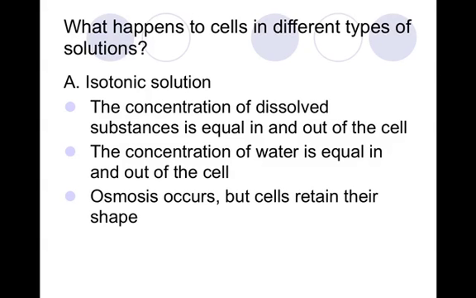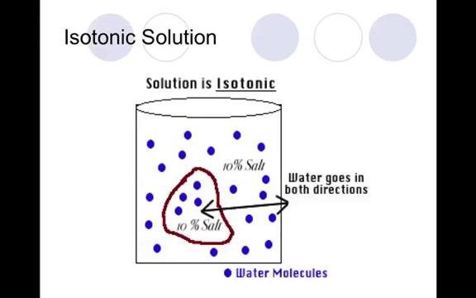In an isotonic solution, the amount of dissolved materials, or stuff, is equal inside and outside of the cell. The concentration of water is also equal inside and outside of the cell. So osmosis still occurs, but the cells retain their shape because the amount moving in and the amount moving out is the same amount to keep it equal. Iso means the same. And here's what would happen. We have 10% salt inside, 10% salt out, which means I have 90% water on the outside, 90 on the inside. It's going to keep going in the same direction.